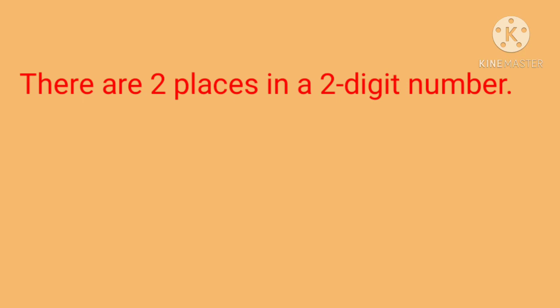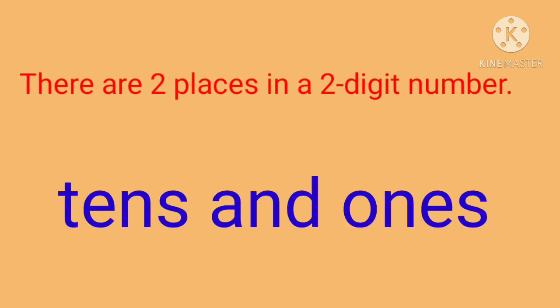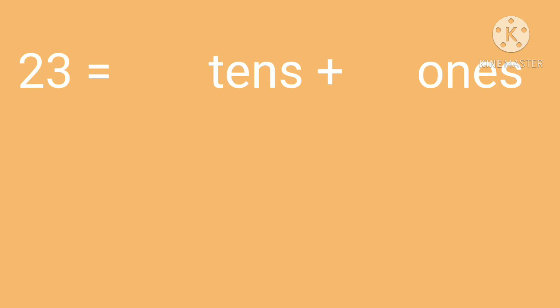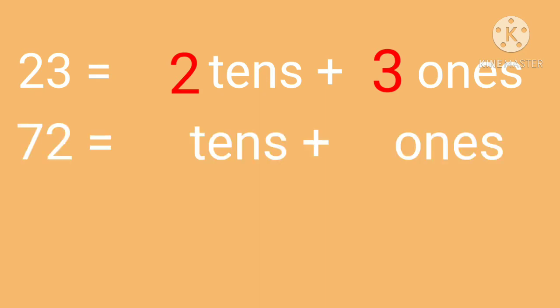We know there are two places in a 2-digit number, that is tens and ones. Let us see some examples. Here 23. Tell me children, how many tens and ones are there in 23? Yes, 23 has 2 tens and 3 ones. Let us see one more example. 72. Here we can see there are 7 tens and 2 ones in 72.